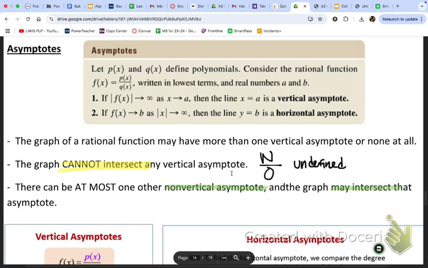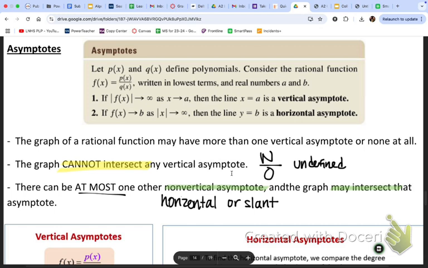Well, then, what's the point? It's a little bit weird. Some parts of the graph are going to get really, really close to that and not touch it. Other parts of the graph might cut through it. And when we say non-vertical, it could be horizontal or it could be slant. One or the other. You're not going to have both, okay? That's why it says at most one.